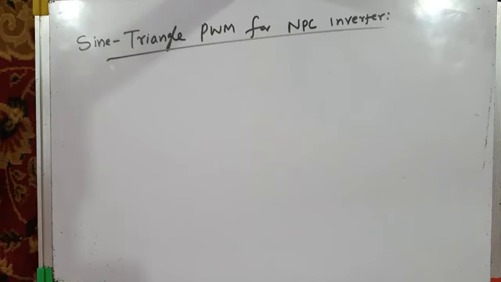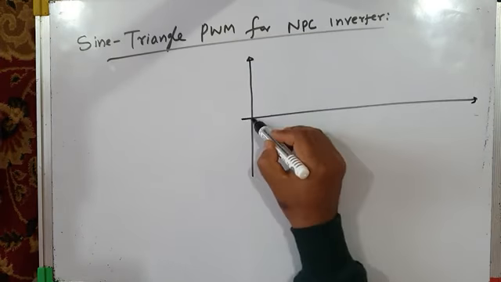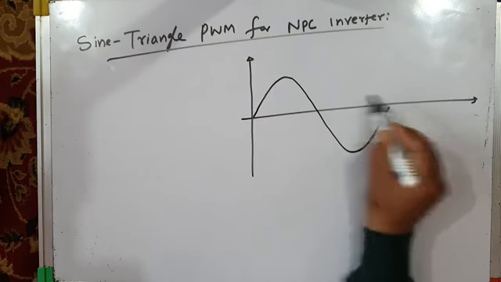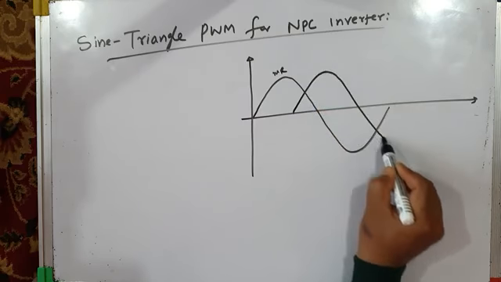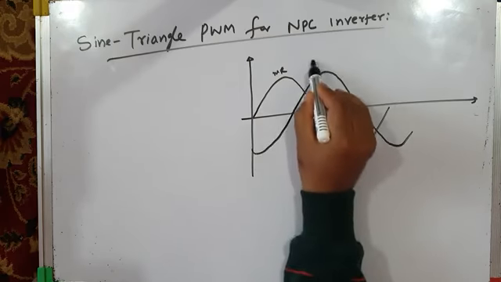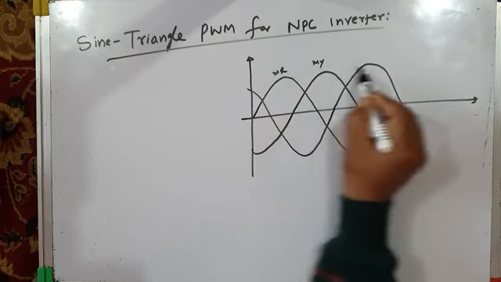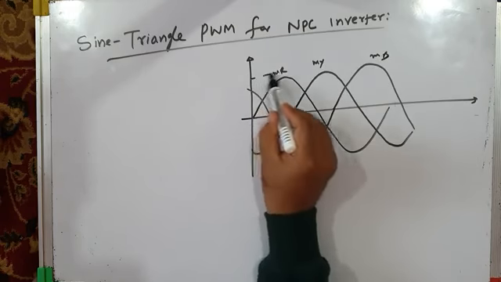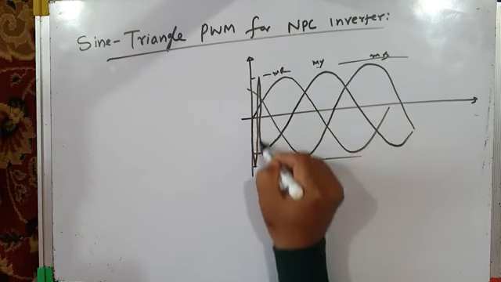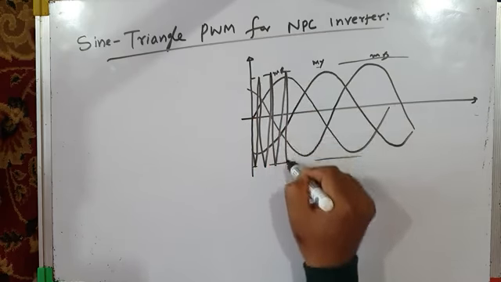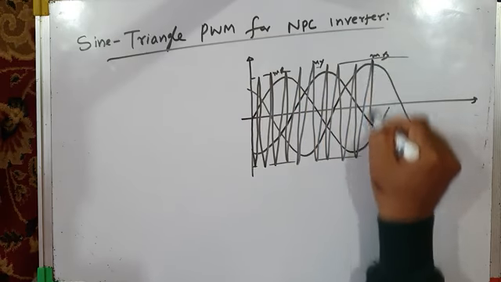Sine Triangle PWM. We know that for a 2-level voltage source inverter, we have 3 sinusoidal modulating waves, like MR, this is MR, we have MY, and this is the third modulating wave, MB. And these modulating waves are compared with a high frequency triangular carrier wave like this. This is our high frequency triangular carrier wave. A large number of carrier wave cycles are there depending upon the switching frequency.